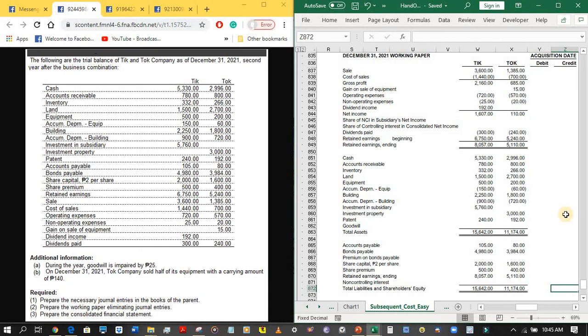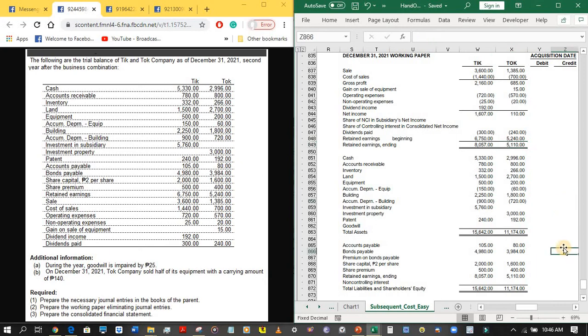So the net income of the acquirer in its separate financial statements is 1,607, and for the acquiree is 110 pesos. And since I am using the single statement for the income statement and changes in retained earnings just for the working paper, the ending balance of the retained earnings is 8,057 pesos, and the retained earnings ending balance in the separate books of the acquiree is 5,110.